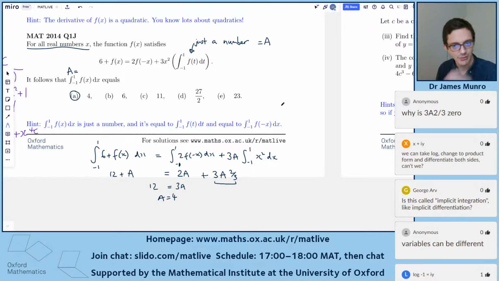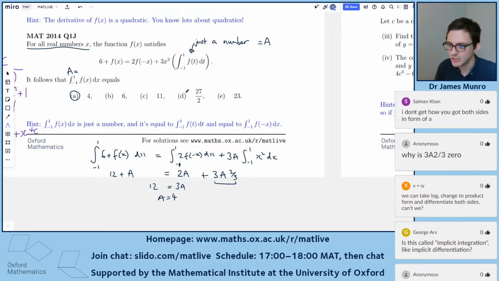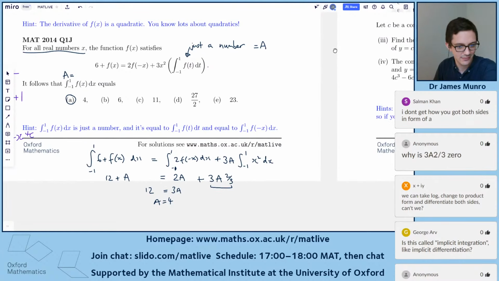We can take a log. Why do I want to take a log? Change the product form. I'm not sure if they mean with this particular problem or just in general.